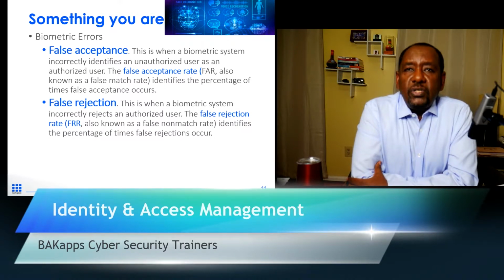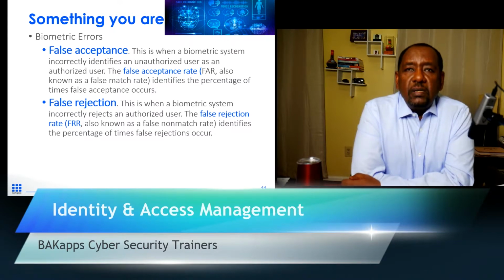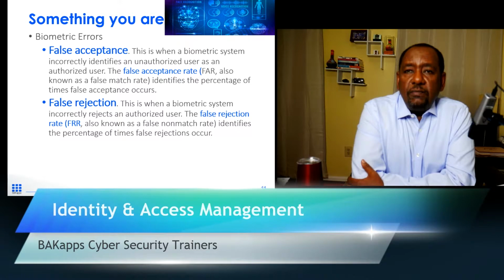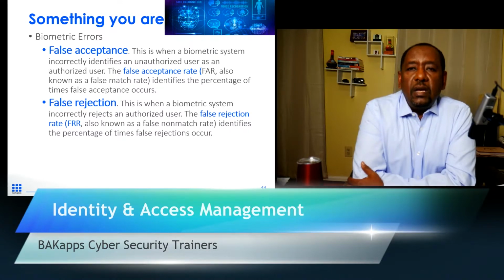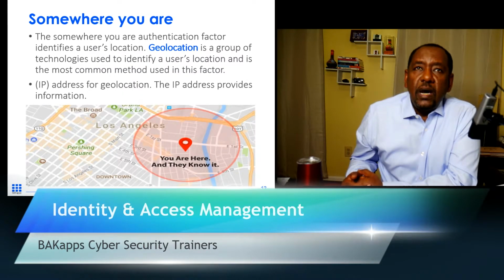The false rejection is sometimes, even if you are the right person, the device rejects the authorized user. That is what we call the false rejection rate, or they call it a false non-match rate. It identifies the percentage of times a false rejection occurs. If it happens a lot, that is a problem. So before you buy a biometric device, you must study the false rejection rate and the false acceptance rate. That's very important.